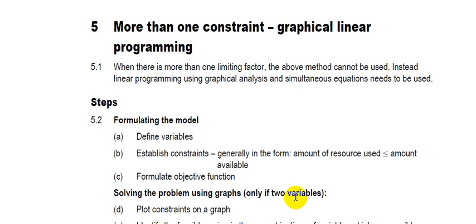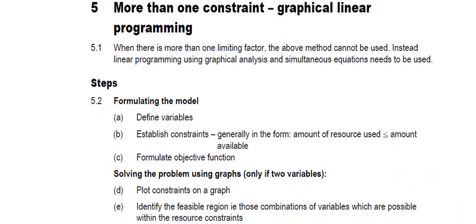Where there's more than one constraint or one limiting factor, we cannot use the ranking as per contribution per limiting factor. Instead, we use linear programming using graphical analysis and simultaneous equation. Under this method, there are 5 steps.